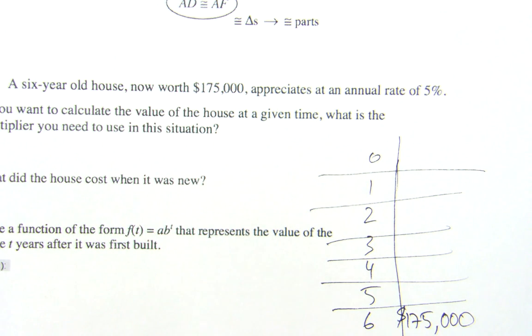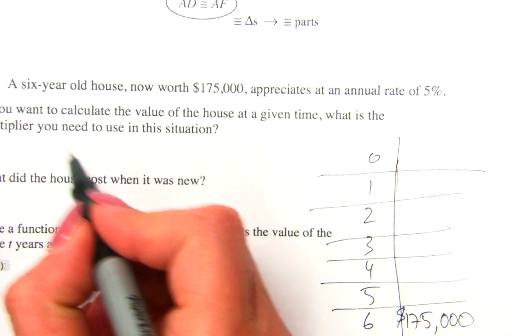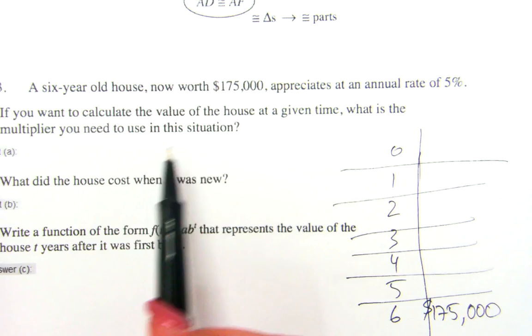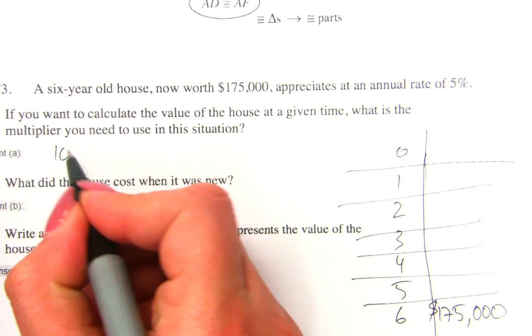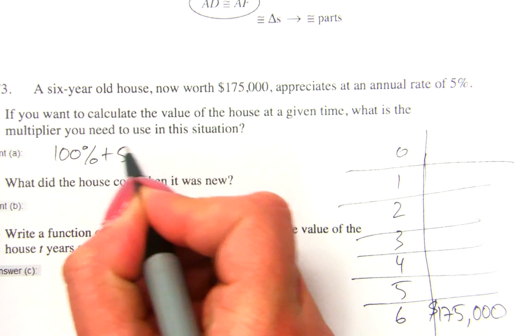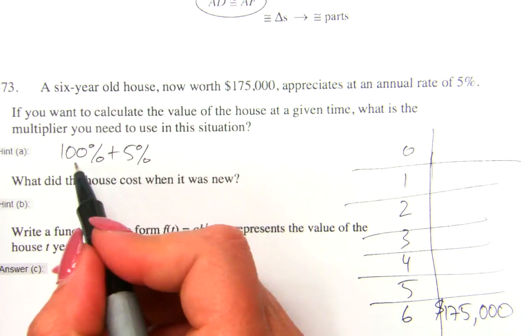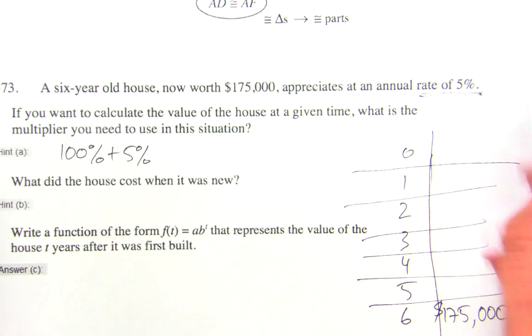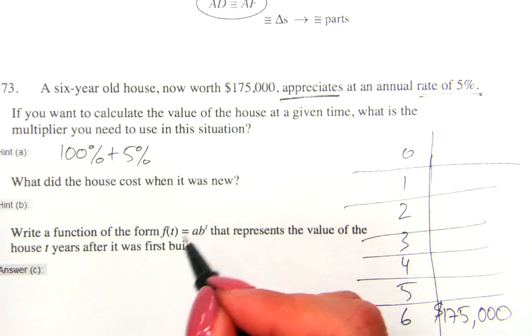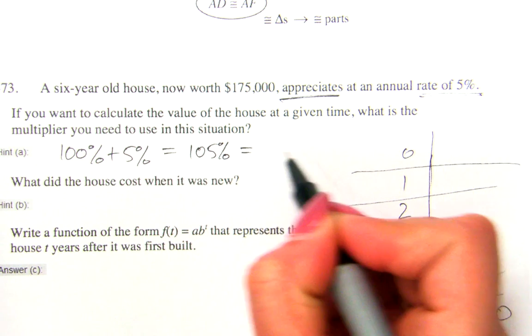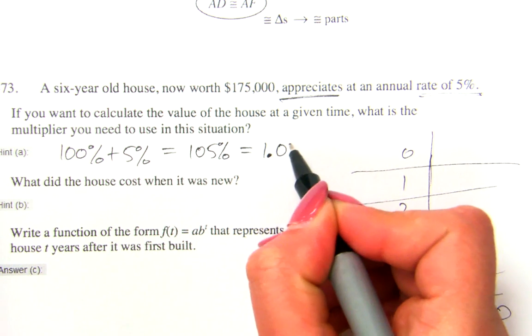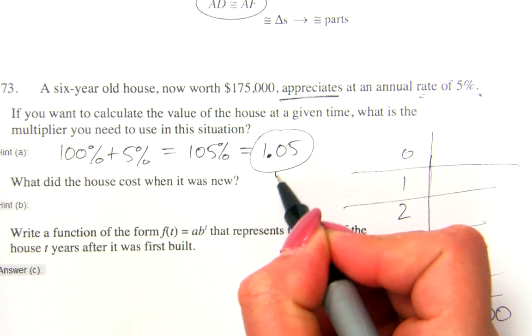So if I were to do this as an equation, it would start to look something like, actually the first question is, what is the multiplier that you need to use in this situation? Well, your multiplier is 100% plus 5%, and I'm adding 5% to 100% because I'm increasing. It's going to appreciate in value, which means it's going to go up. 105%, which basically turns into 1.05. So this is the multiplier.